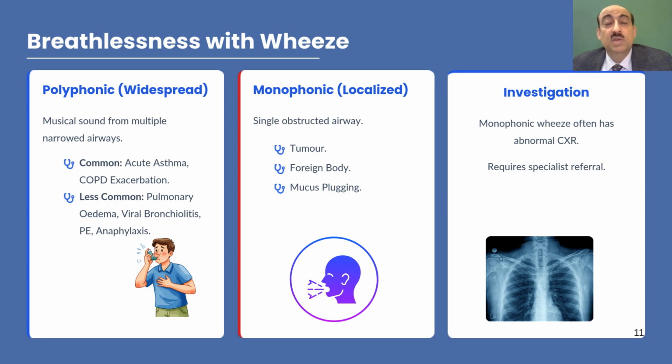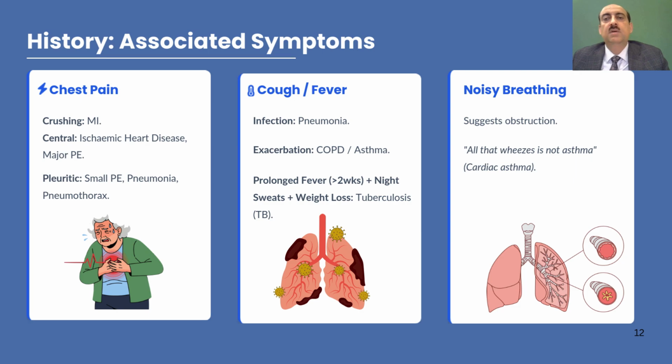So any localized tumor, a foreign body in the upper airways, or mucus plugging affecting one particular anatomical location is usually linked to monophonic wheeze in that area. We'll come to investigations in the next module, but just to emphasize, monophonic wheeze, due to the localization of the etiopathology or causative agent, will usually have an abnormal chest X-ray and definitely requires specialist referral.